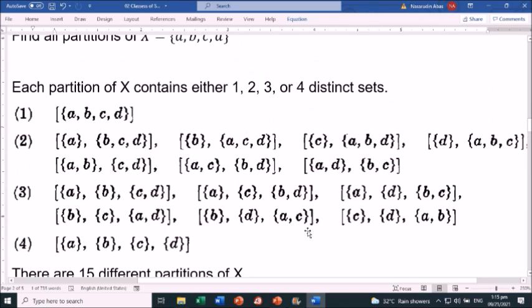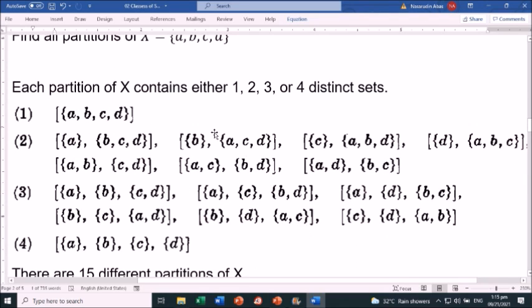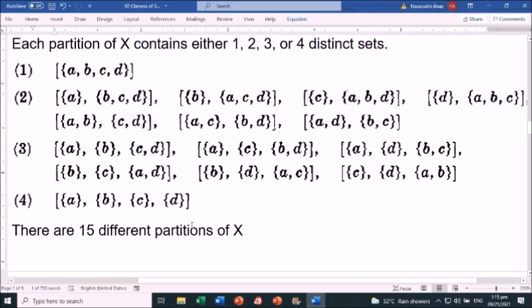For number 4, we can also partition them with 4 distinct sets. Siyempre, tag-isa-isa, apat lang naman sila. No? So, set containing A, set containing B, set containing C, and set containing D. All in all, there are 15 different partitions of X.